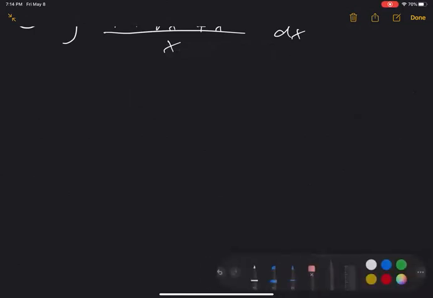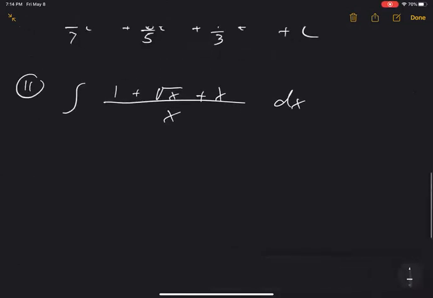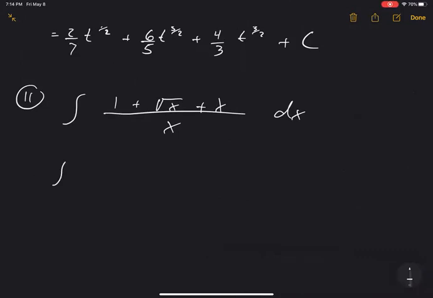Okay, so back to our problem. How do I deal with this? Well, I'm going to split these up into 1 over x plus square root of x over x plus x over x.